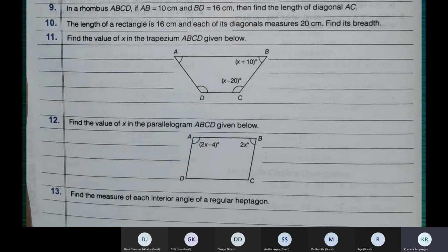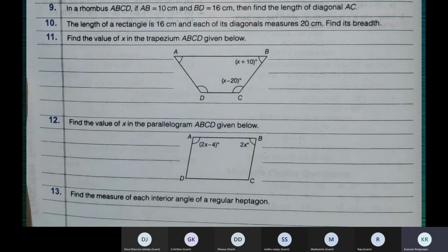Yes, children, answer for the 13th one. What's the formula to find the measure of each interior angle of a regular polygon? 2n minus 4 into 90 by n, ma'am. N minus 2 by 180 by n, ma'am. They're two different formulae, but both are right. N minus 2 into 180 by n is correct. And Madhumita said 2n minus 4 into 90 by n. That's also perfect. So what's the value of n here?